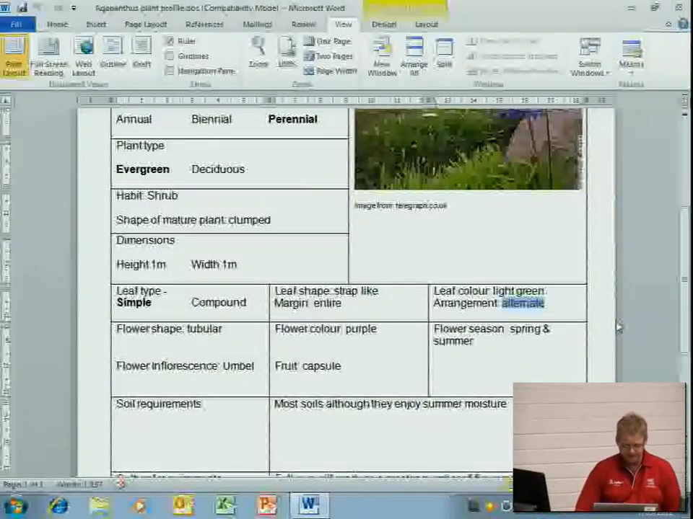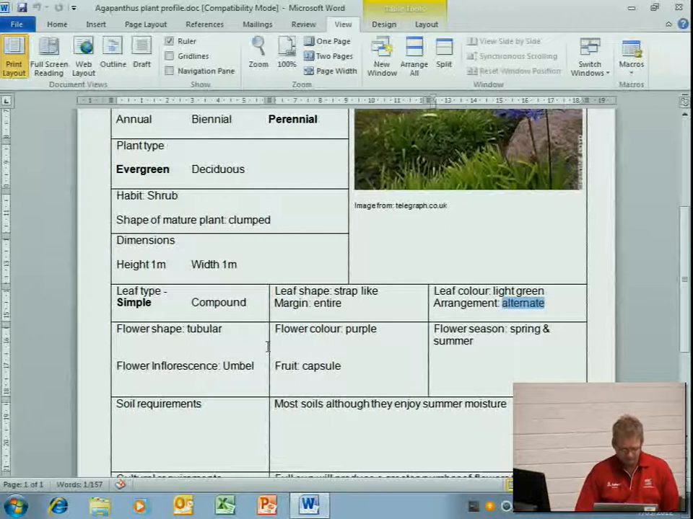And now what we're looking at is the flower shape. So with the flower shape, it's tubular. When you look closely at an Agapanthus, again, look at the descriptive terms within the Moodle site, the online classroom, because it details all the different flower shapes, or a lot of them that are available, and different leaf structures and terms that can be utilised.